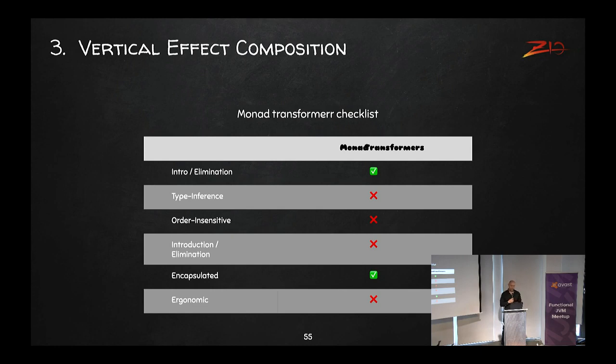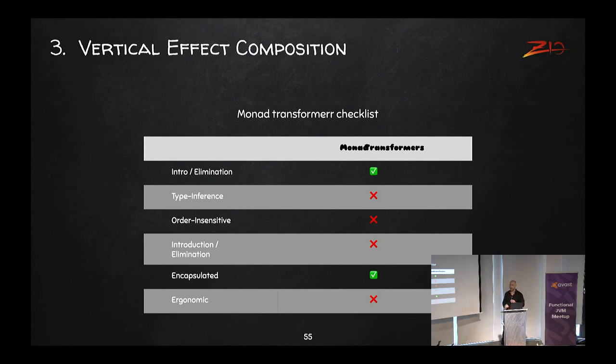Type inference isn't so good. The order sensitivity problem is there, and you have to live with that. I don't know why intro elimination is listed twice, but I'll blame the jet lag, 9 hours, 10 hours time zone difference.